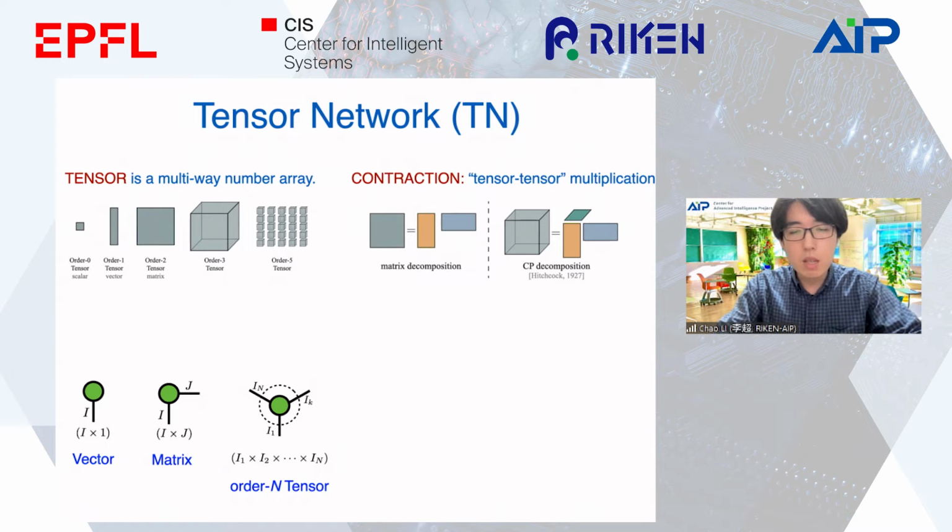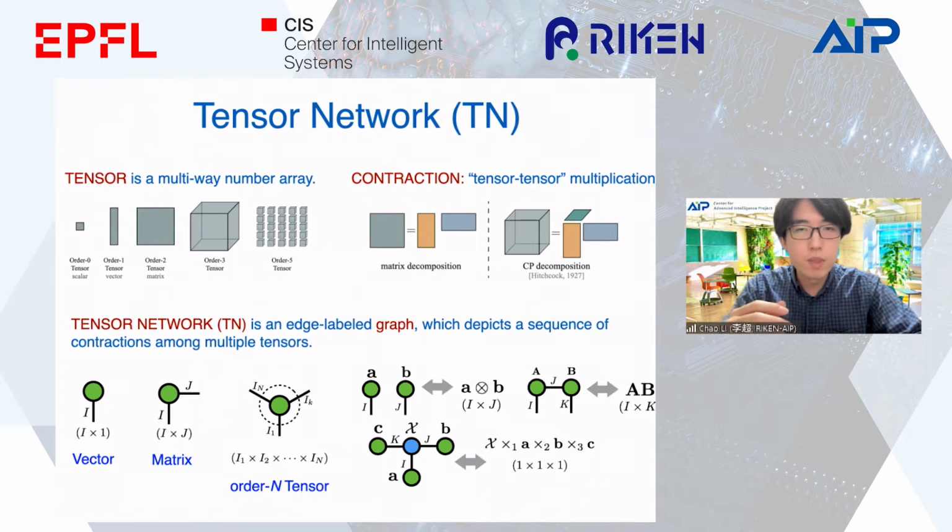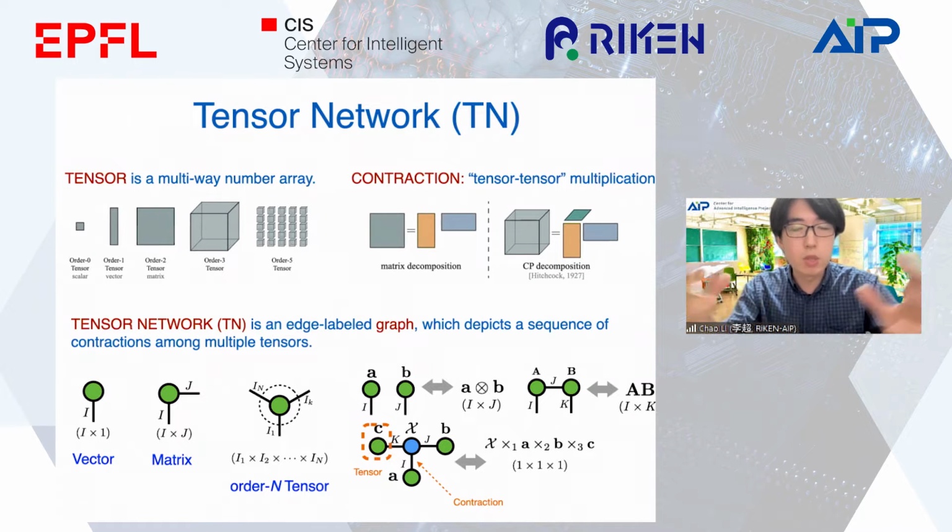So based on these concepts, the tensor network is thus defined as an edge-labeled graph, of which the vertices correspond to tensors and each connected edge indicates the contraction between the two linked vertices. So we can see the tensor network can be used to describe a sequence of complex contractions among many tensors.